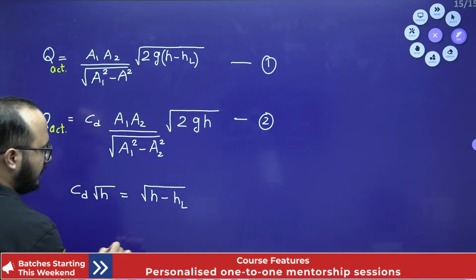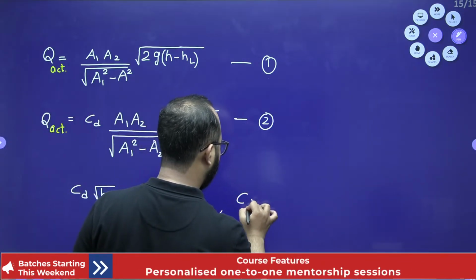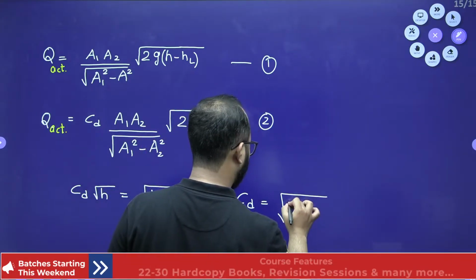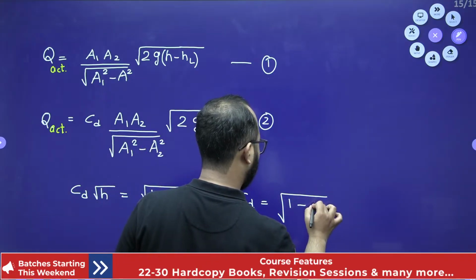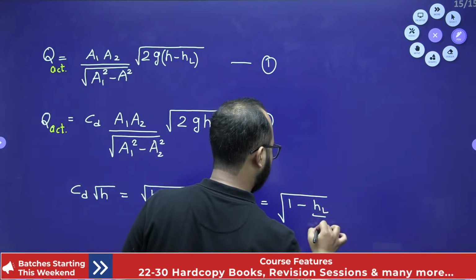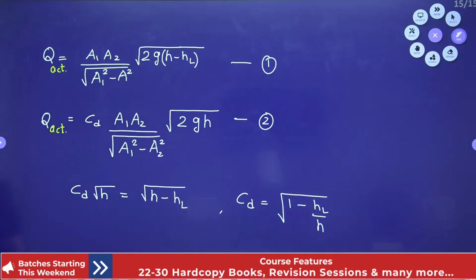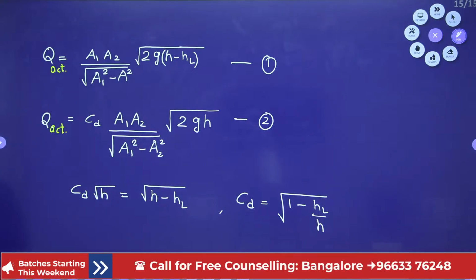And from this, what will I get? The CD value you will get is under root 1 minus HL by H. Correct? Yes or no? Tell me guys. Is this point clear to everyone?